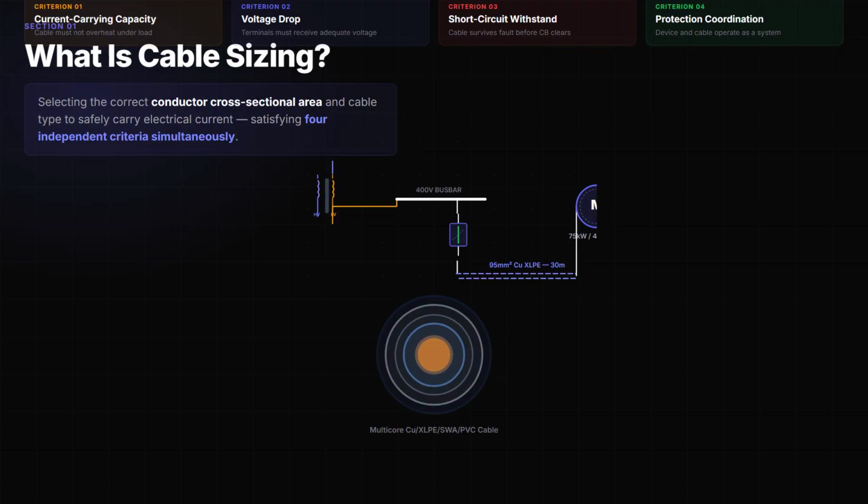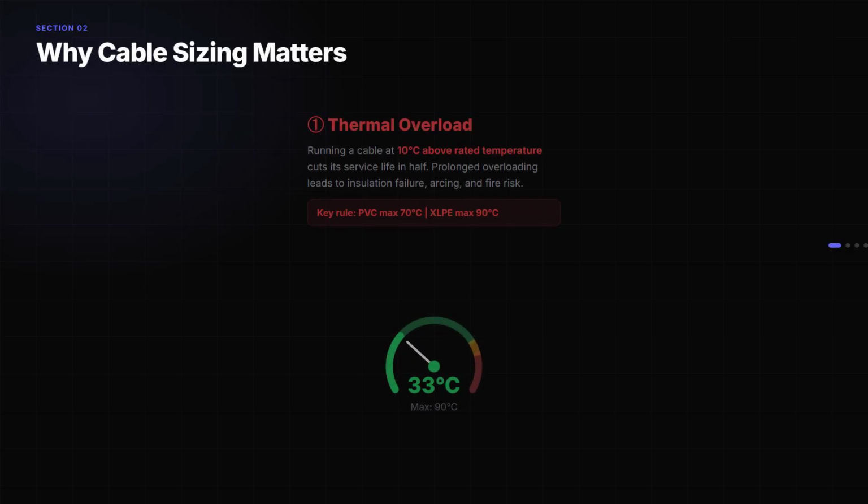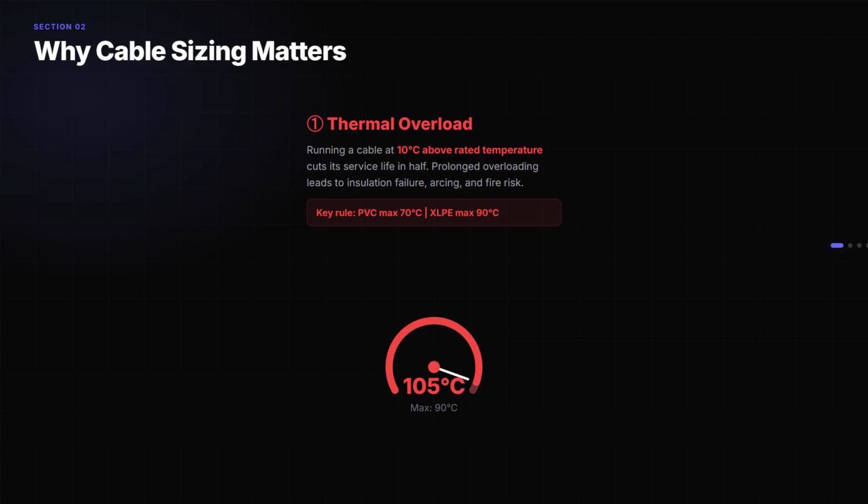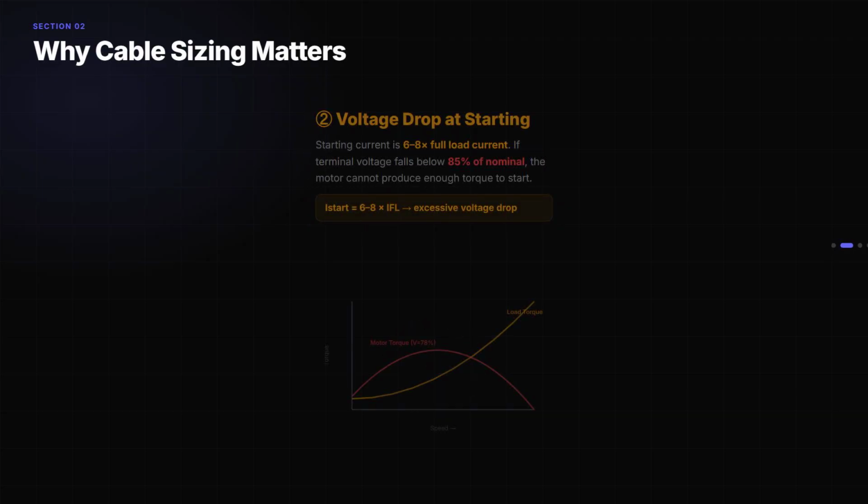And fourth, the protection device. An undersized cable running above its thermal limit degrades its insulation with every hour of operation. The relationship is not linear. Running a cable just 10 degrees above its rated temperature can reduce its service life by 50%. Eventually, insulation fails, producing arcing, fault current, and fire risk.